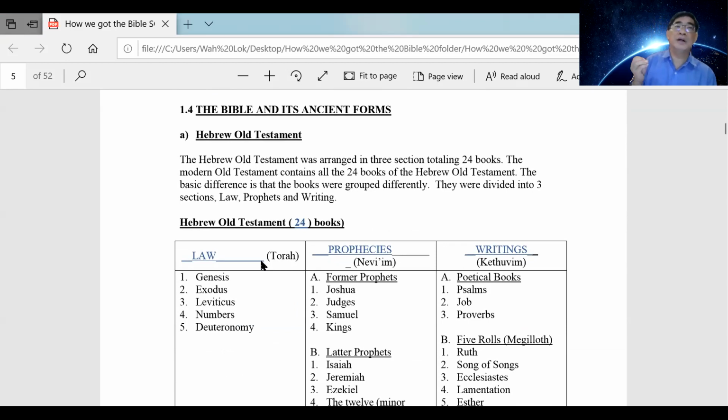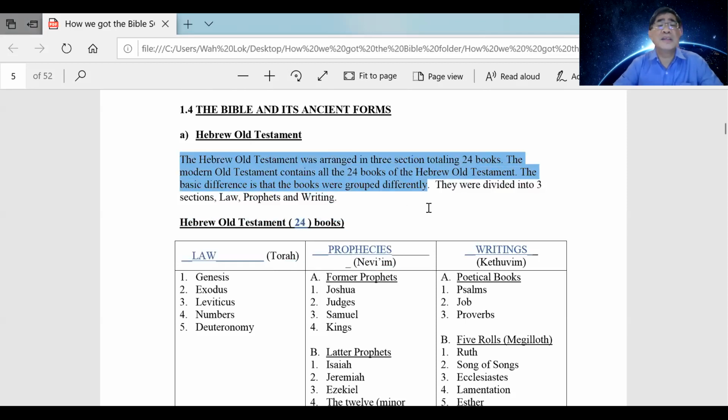That means if you were in the Old Testament time, let's say 100 BC, or in the time of Jesus, and you were having the Hebrew Old Testament, how did it look? So we'll now look at the Hebrew Old Testament. I'm reading here: the Hebrew Old Testament is arranged in 3 sections, totaling 24 books.